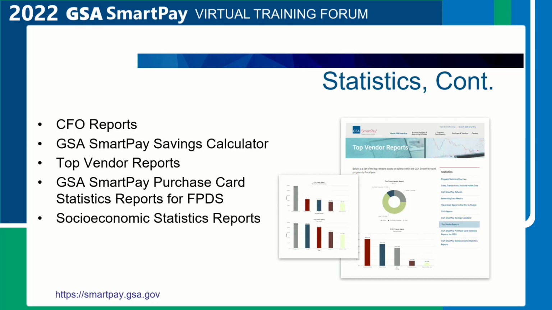The GSA SmartPay Purchase Card Statistics Report for FPDS are also posted here as required by FAR 4.606. And the socioeconomic statistic reports provide government-wide spend for socioeconomic categories such as women-owned small business or veteran-owned small business.